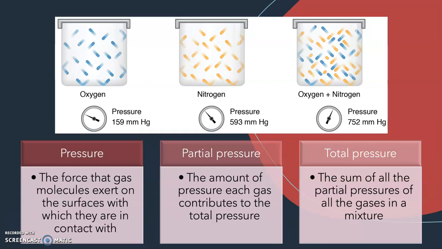Pressure is the force that gas molecules exert on the surfaces with which they are in contact. Partial pressure is the amount of pressure each gas contributes to the total pressure. And total pressure is the sum of all the partial pressures of all the gases in a mixture. So as you can see in this picture, oxygen has a partial pressure of 159, nitrogen has a partial pressure of 593, and when combined in a mixture, oxygen and nitrogen have a total pressure of 752.